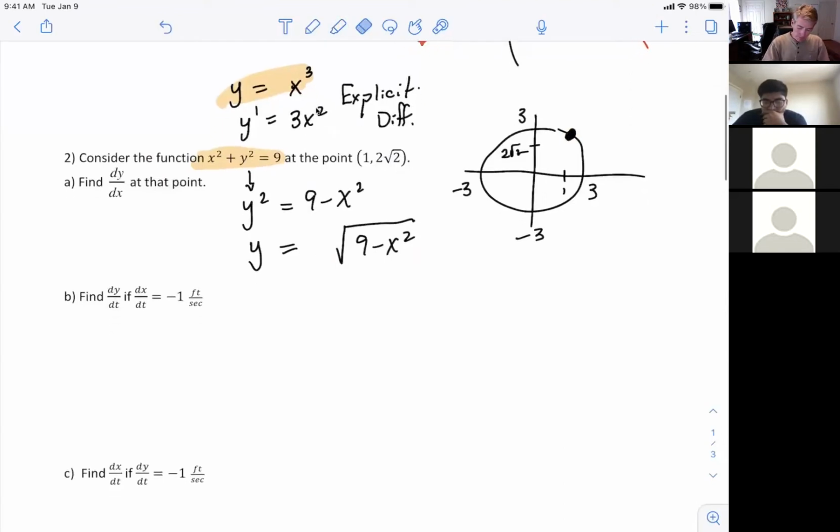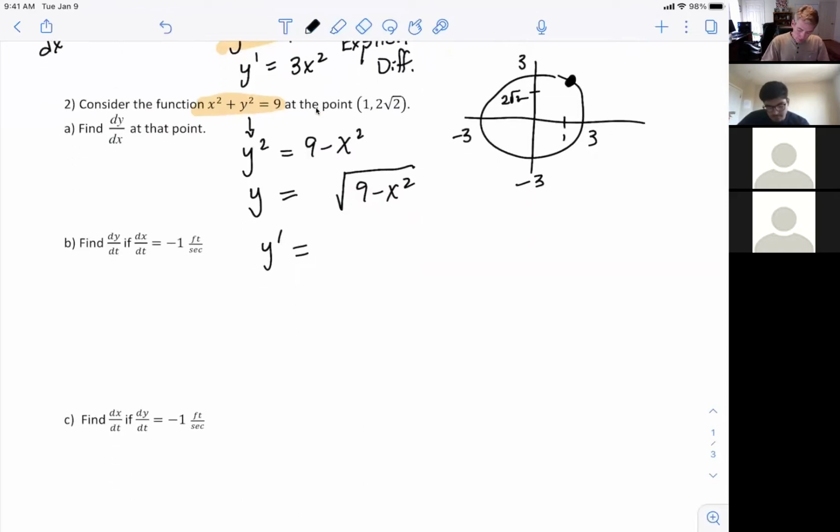Okay, so now find the derivative. And for derivative, you can say dy dx, or as a shortcut, you could say y prime. So I'll go y prime equals. So this is a square root function. So the derivative of a square root is 1 over 2 times that square root.